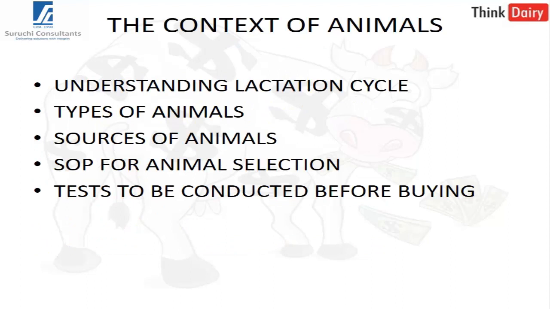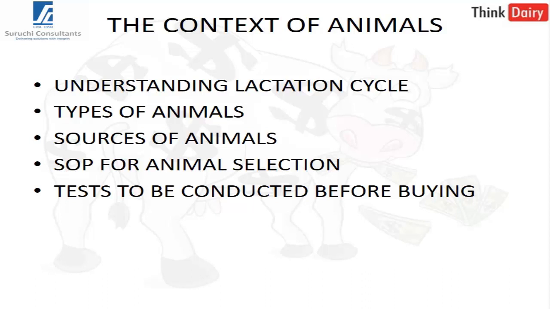While talking about the context of animals, first we will help you understand the lactation cycle of animal, so that you must know that within a year, for how many days animal will be in a position to give milk, and in whole of the life cycle, how to compute the total production of an animal.